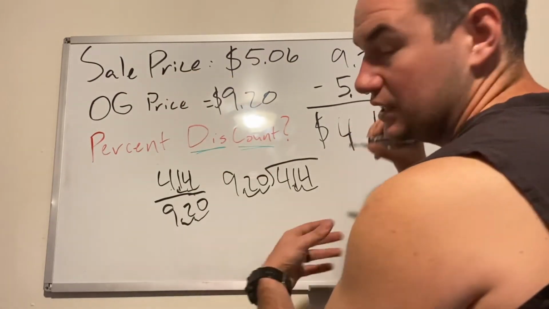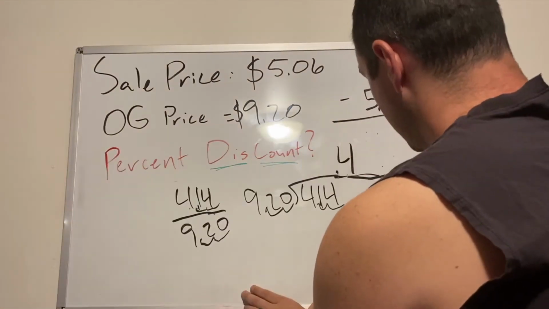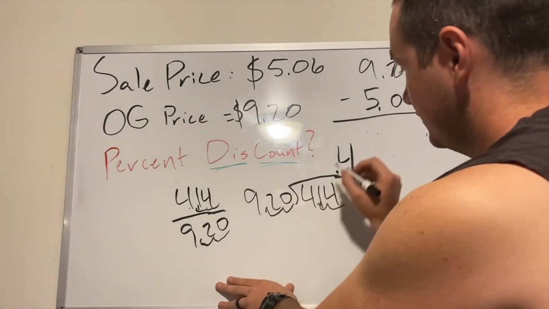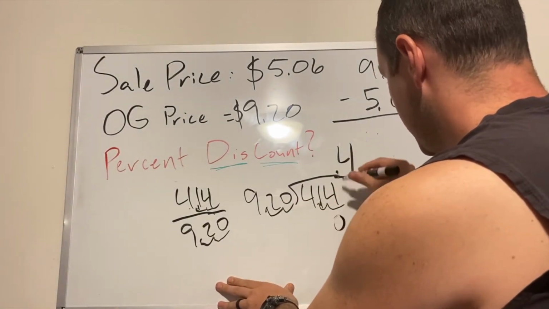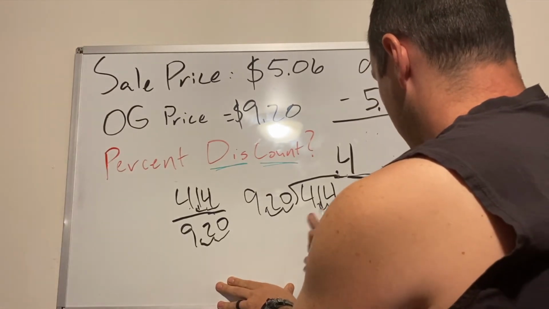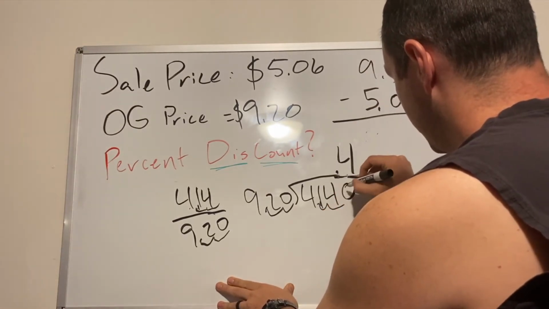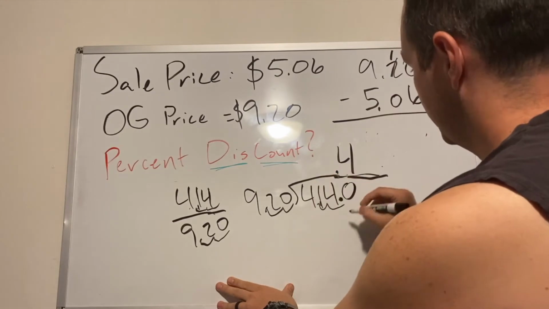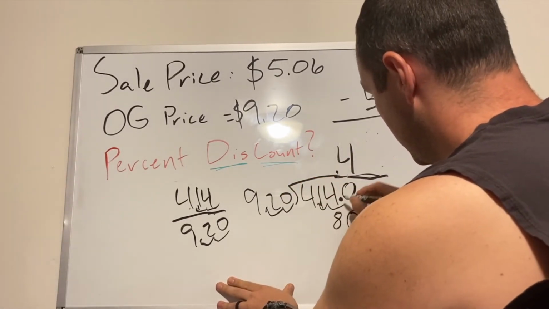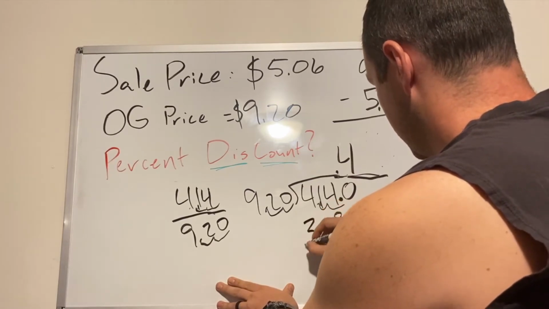So since I know that it's less than half, all right, so 9 times 4, or I'm sorry, we go from right to left. So 4 times 0 is 0. 4 times 2 is 8. Oh, I got it backwards. So 4 times 0 is 0. 4 times 2 is 8. And 4 times 9 is 36.